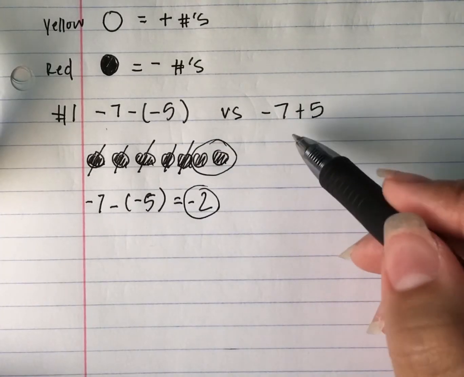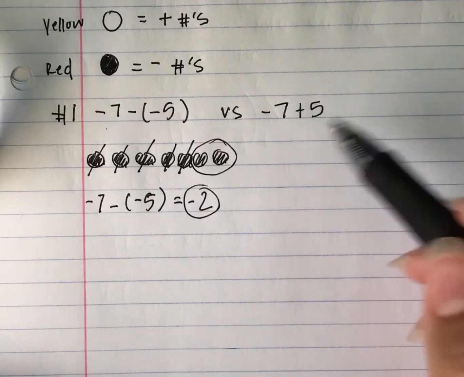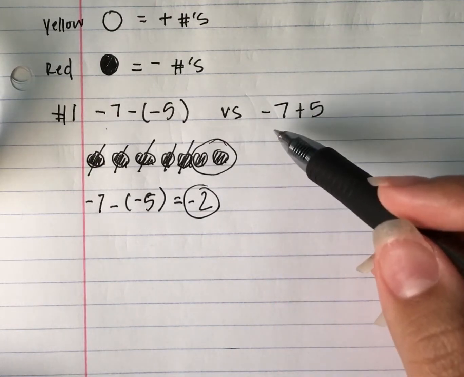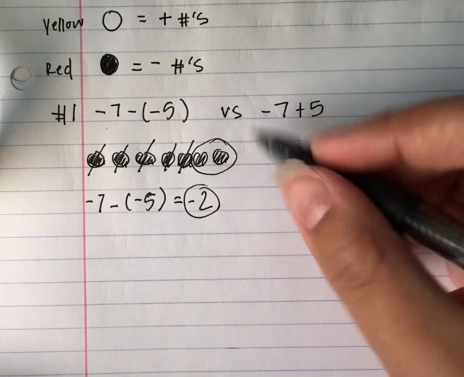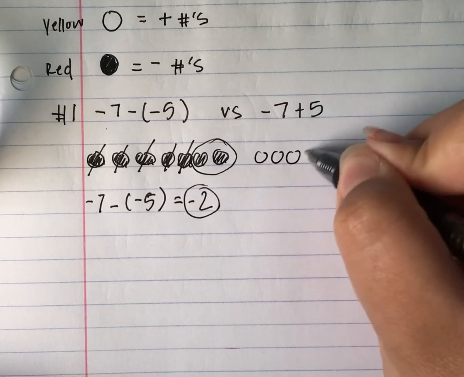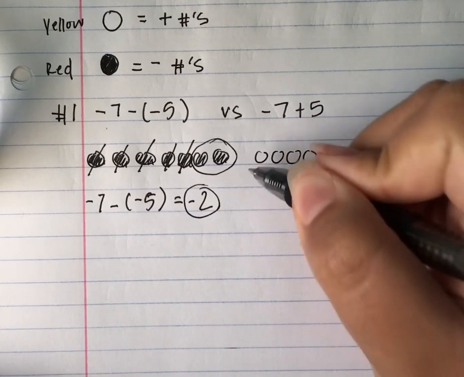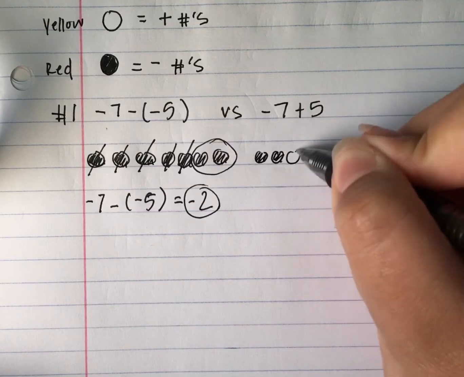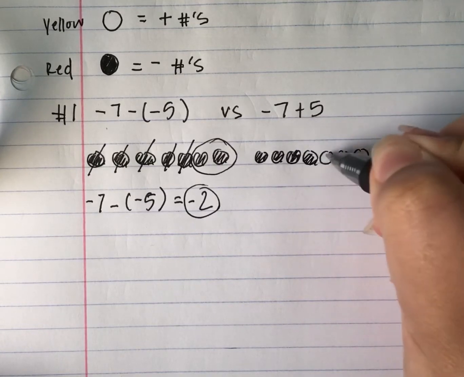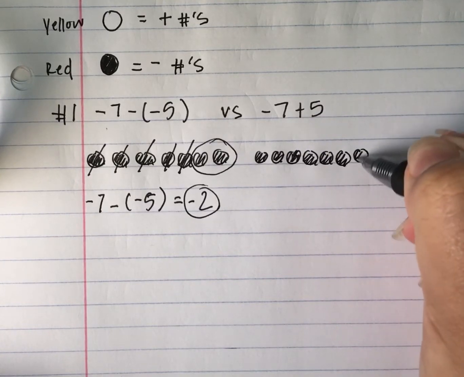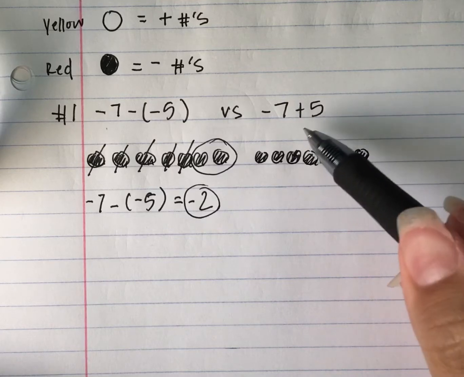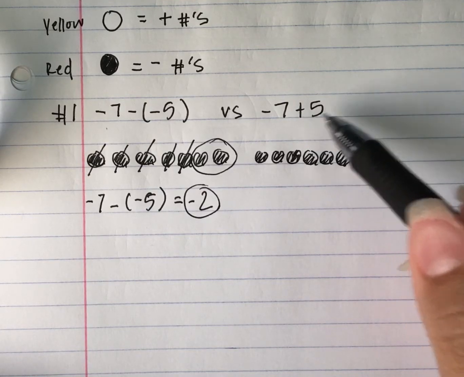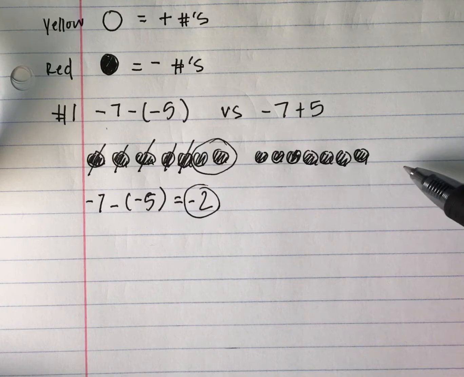For this one, it's different. We're still going to do 7 negative integer chips to start off with, just like this one. And we're going to fill them in because it's negative. Now, you can't see +5 because these are all negative.